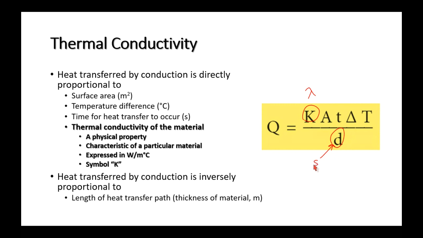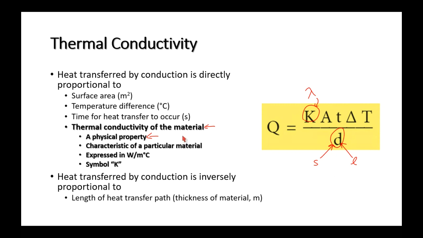K might be lambda. And for D, we might use the small letter S, or we might use the letter L. D is the thickness of the insulating material. So I'm not going to spend a lot of time on here. K or lambda refers to the thermal conductivity of a material. This is a physical property of whatever the material happens to be.